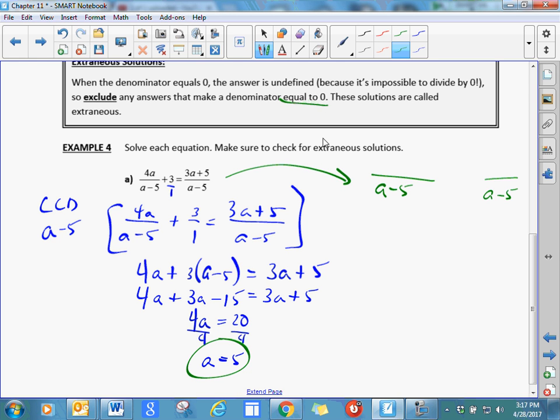So really, all we're looking for is a solution that when you plug it in, it makes 0 in the denominator. Because remember, a solution of an equation has to work. It might be mathematically correct when you solve it, but it's got to work. It's got to make a true statement when you plug it in. So in this case, we have to throw out the a equals 5 and say this is extraneous. And because we have no other possible solutions, our answer to this one is no solution.